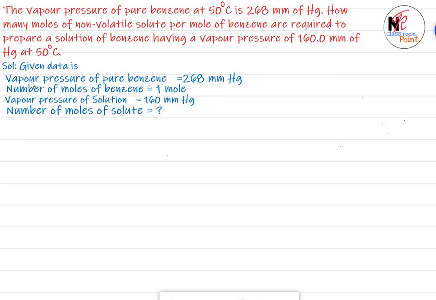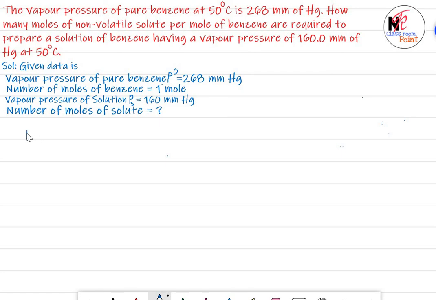Now let us write down the given data. The vapor pressure of pure benzene is given as 268 millimeters of mercury. Number of moles of benzene, since they said per mole of benzene, let us take it as 1 mole. Vapor pressure of the solution is 160 millimeters of mercury. Number of moles of the solute is to be calculated. Here the vapor pressure of pure benzene is always P naught, and this is a solution, so it is PS. Now let us write down the Raoult's law formula.